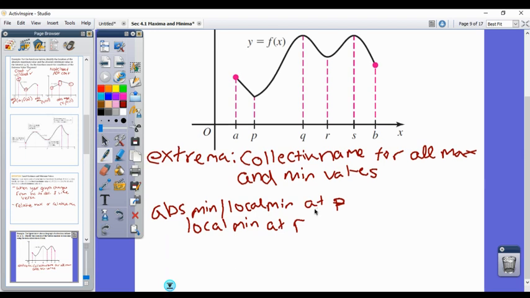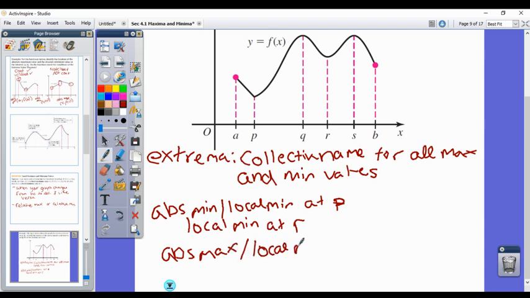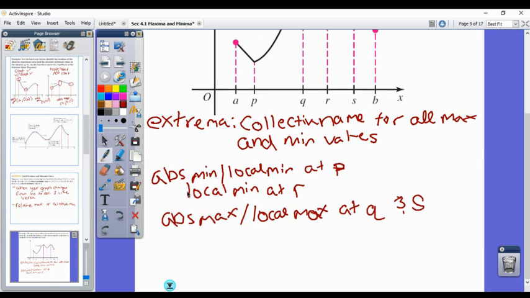All right, now let's deal with our max. So we don't have a single maximum here. We have an absolute max, which means we also have a local max, at both Q and S. And since my graph ends here at A and B, there is no max or min at B. So we say for points A and B, there is no extrema.